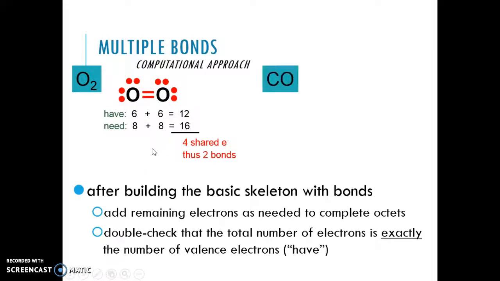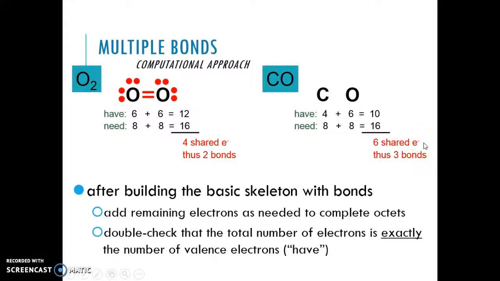One more example, we've got carbon monoxide. Again, remember that has that triple bond, and here's how you can prove that that's what you need. So carbon has 4, oxygen has 6 for a total of 10. I'm sorry, it has that many. We need 8 each, so we need 16. So 6 electrons have to be shared, which means 3 bonds.